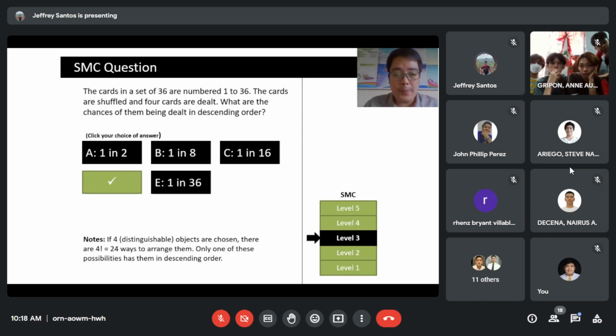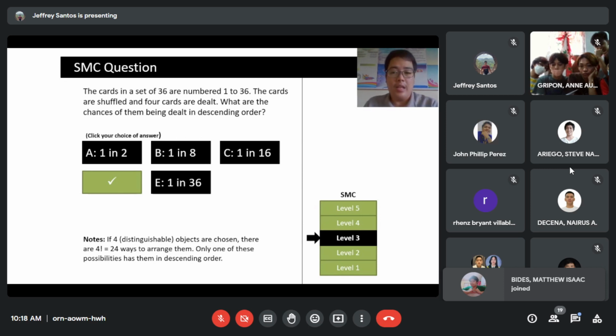Kung gusto nyo i-prove ito, pwede nyo ilista lahat ng possible combinations ng 24 cards. For example, magbigay na lang kayo ng values. And then, isa lang talaga doon ang magkakaroon ng combination na siya ay descending order. That's why our given answer here is 1 in 24 or 1 is to 24.